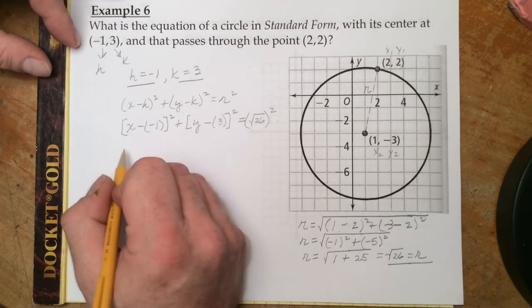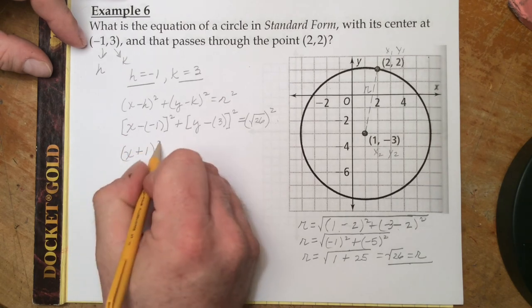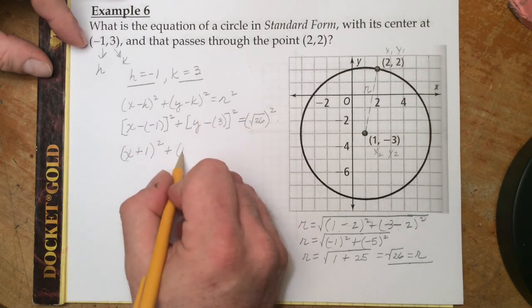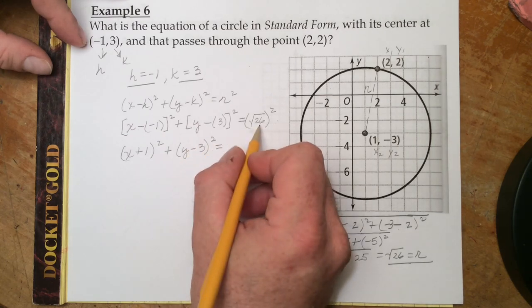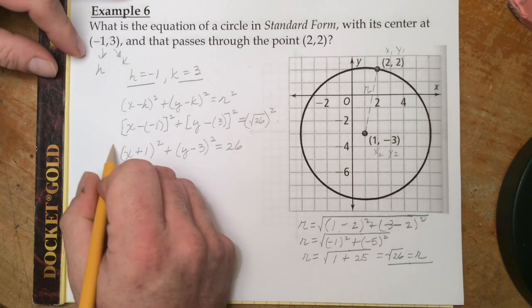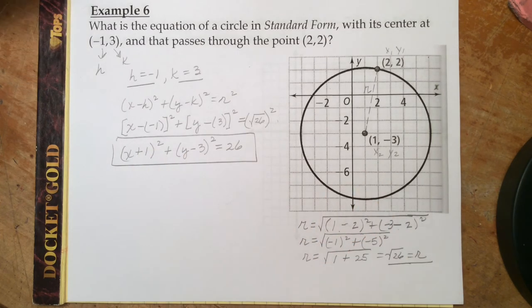Simplifying further, we have (x minus negative 1) quantity squared, plus (y minus 3) squared, and the square root of 26 squared is simply 26. So this is the equation in standard form of this circle.